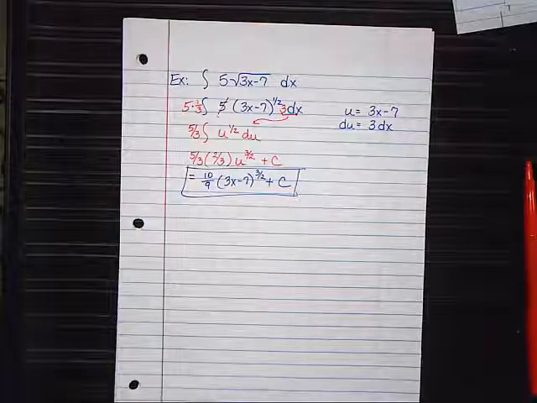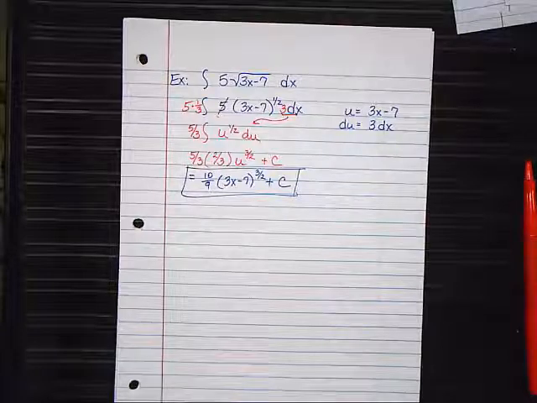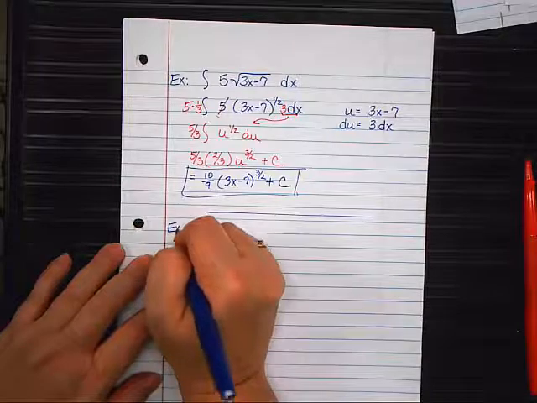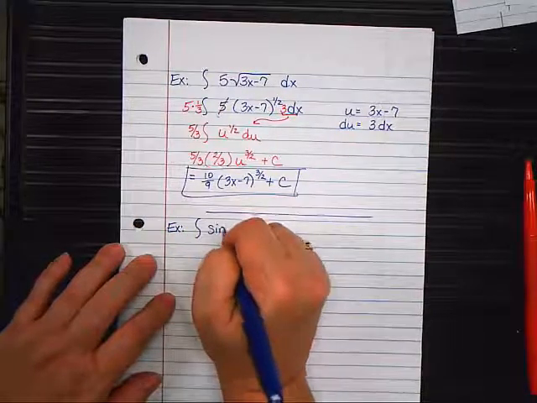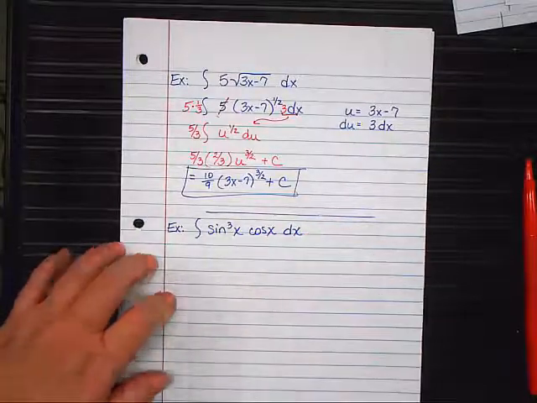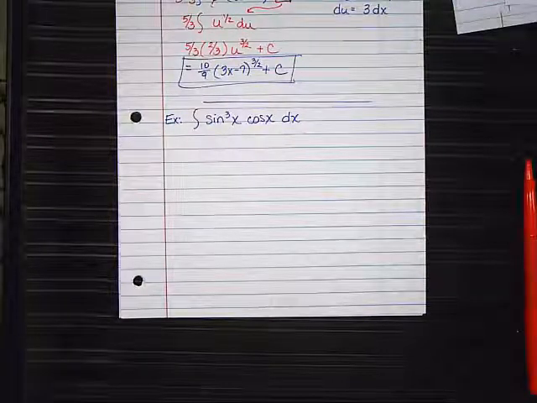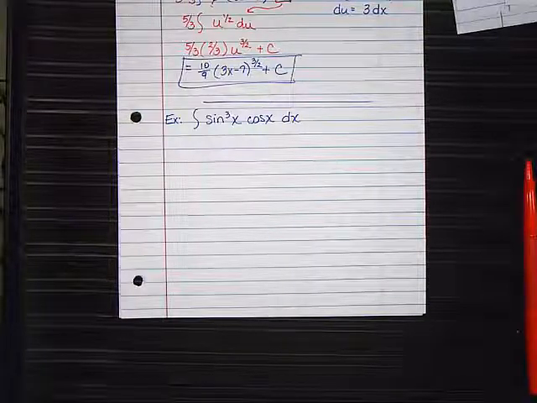Okay, one more problem and we're done. Any questions on this one? I know this is a lot for my last problem. The integral of sine cubed x cosine x dx. That's what we're going to find out. Okay. Do we have two u's? No, we don't.